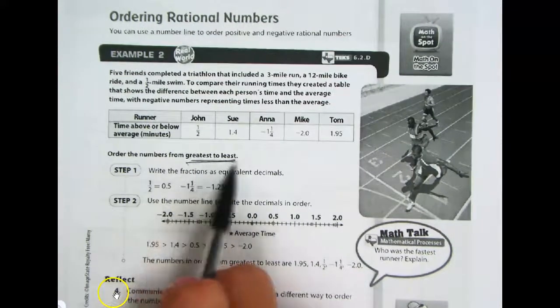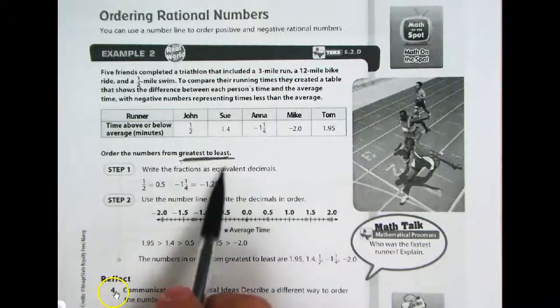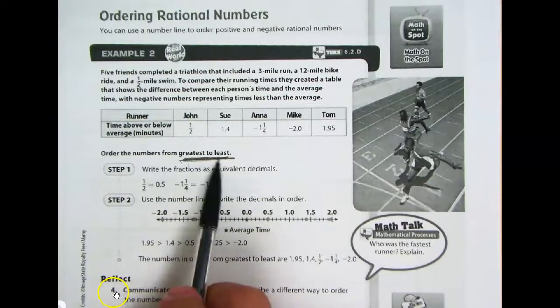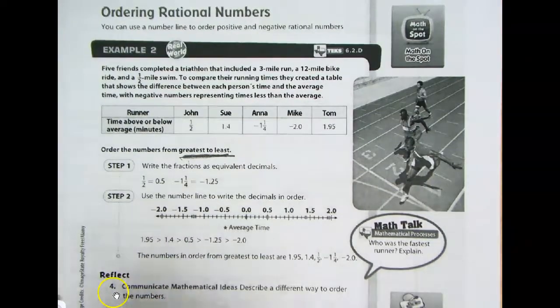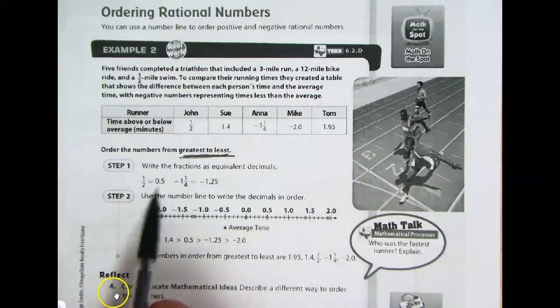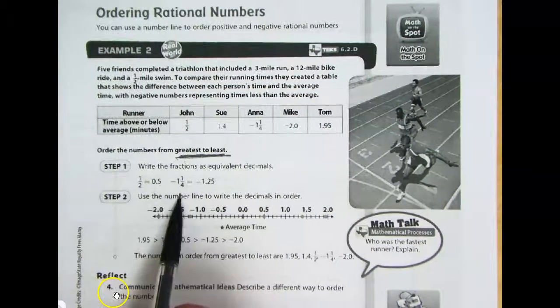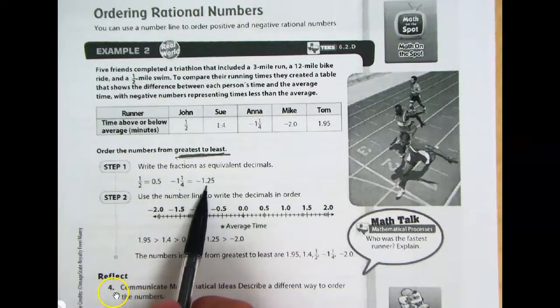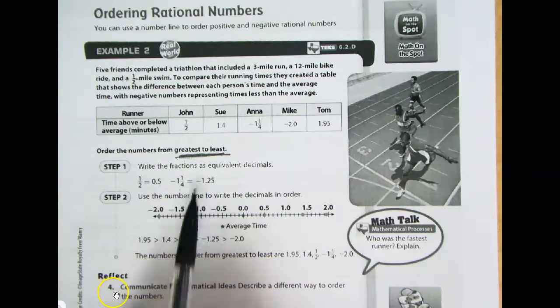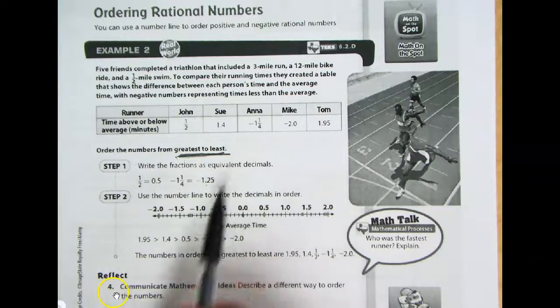Now make sure you pay attention when it says least to greatest or greatest to least. In this case, greatest to least, they're going to go from the largest number to the smallest. So if we convert 1/2 to 5/10, and convert -1 1/4 to -1.25 or -1 and 25/100ths, now we can just compare them straight out.